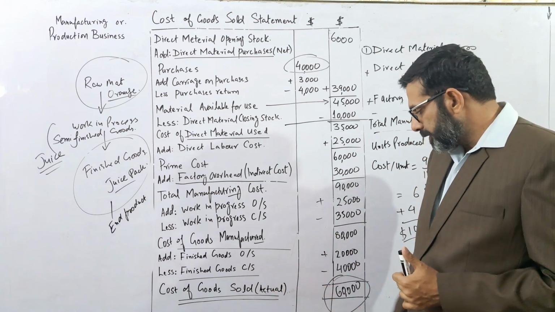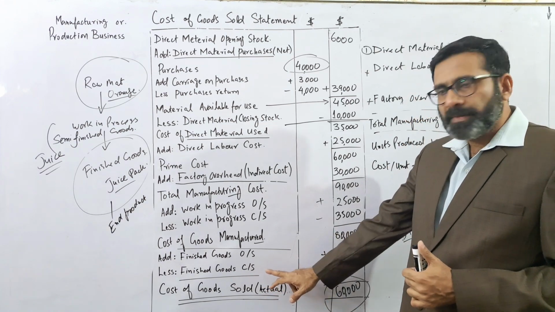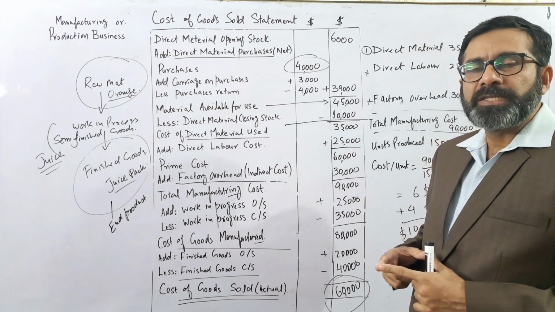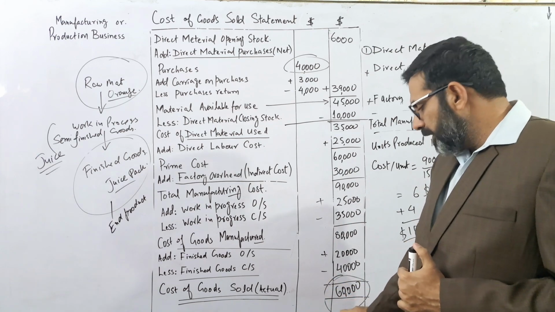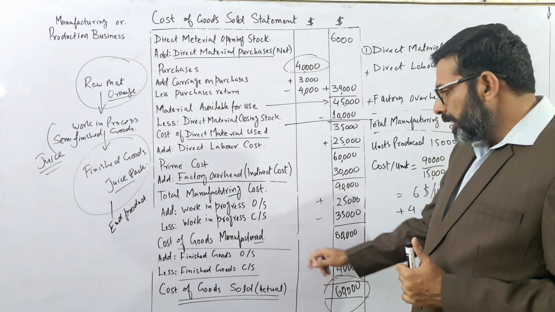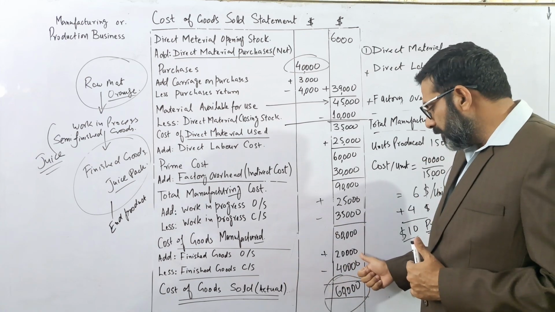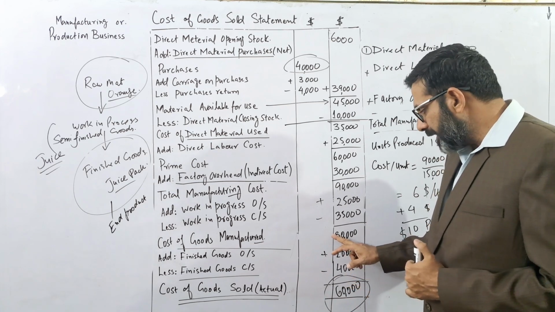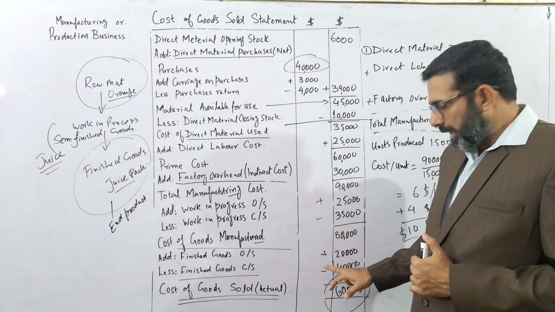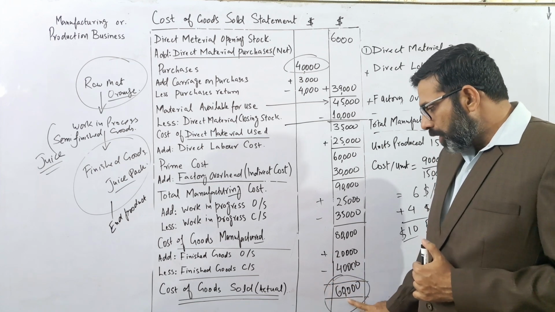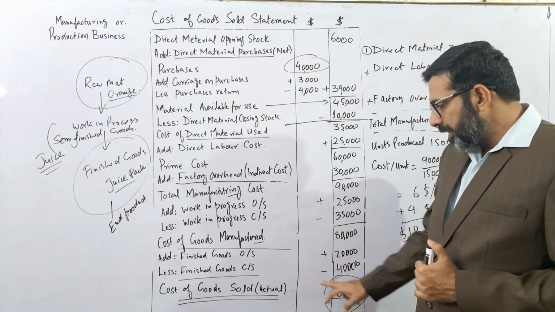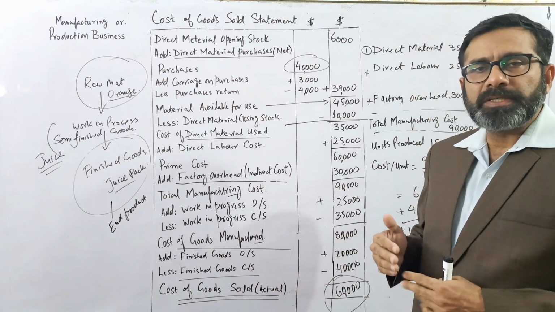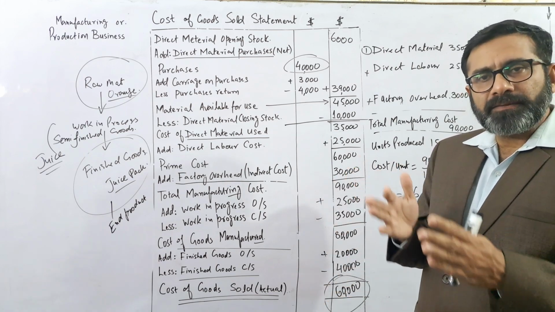If we add and subtract, that will be the cost of goods sold. During that period, the number of units which they have sold, the cost of those units is how much? That is 60,000. We assume that the opening stock of finished goods is a value of 20,000 and the closing stock of finished goods is a value of 40,000. So to the 80,000 we added 20,000 and subtracted 40,000. So the cost of goods sold is how much? That is 60,000.